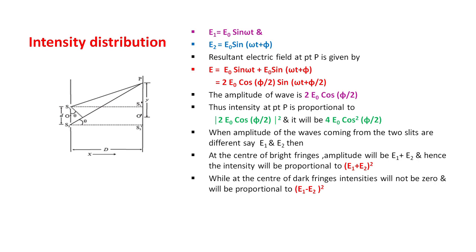Here amplitude is given by 2 E0 cos(phi/2). Intensity is proportional to amplitude square. Then intensity will be equal to 4 E0 squared cos squared(phi/2). If these amplitudes are different, then at the center of bright fringes the amplitude will be E1 plus E2 and intensity will be (E1 plus E2) squared, and at the center of dark fringes intensity will not be 0 since the amplitudes are not the same, it will be proportional to (E1 minus E2) squared.